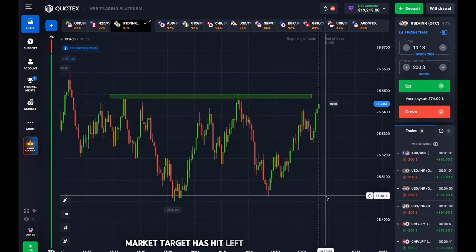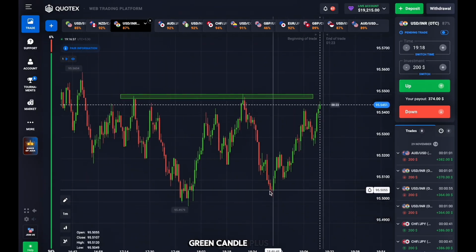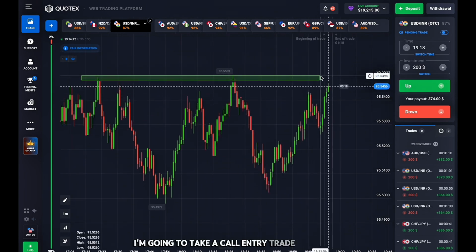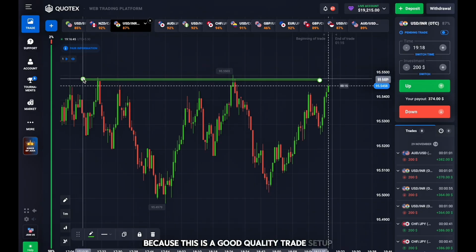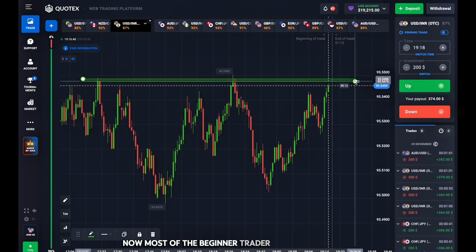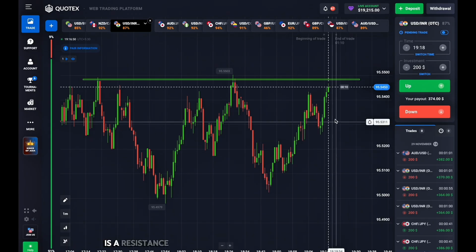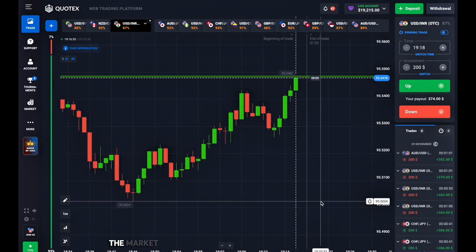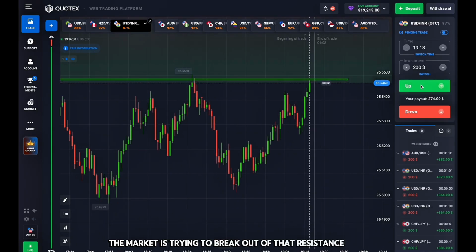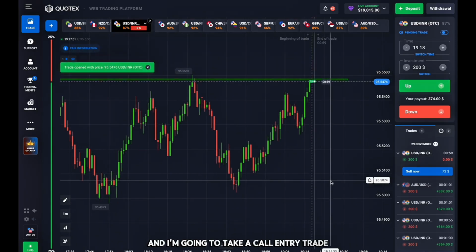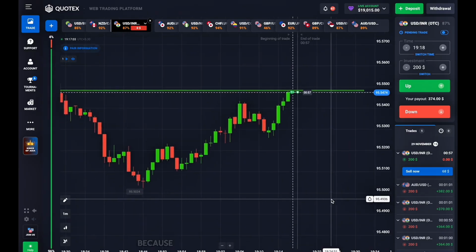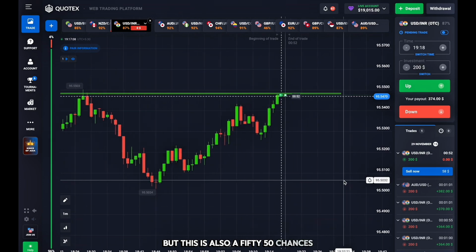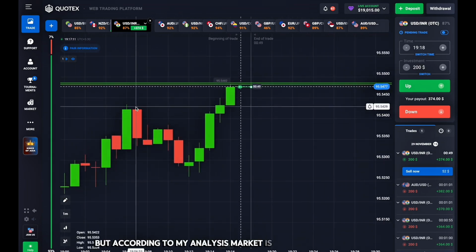The market target has hit, the left leg has hit, one more green candle, plus one. You see, I'm going to take a call entry trade right here because this is a good quality trade setup. Now most beginner traders will think that this is a resistance zone and they need to take a put entry trade. But what I'm seeing here is that the market is trying to break out of that resistance zone, and I'm going to take a call entry trade. I'm only taking one trade here because this is a high probability trade setup, but this is also 50-50 chances. But according to my analysis, the market is going to break out.